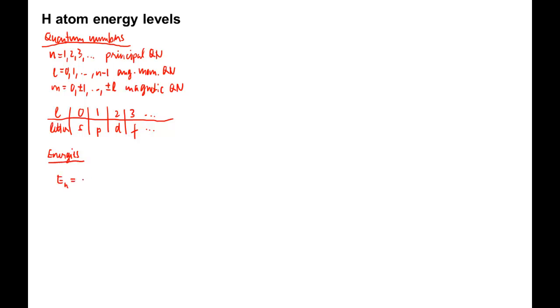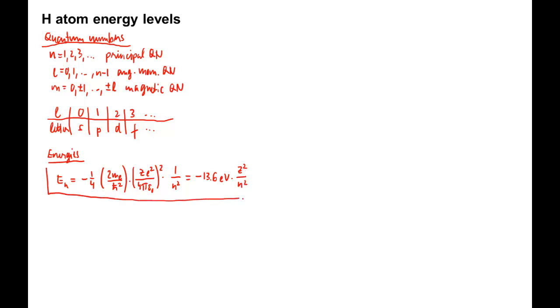E_n equals negative a quarter times 2 m_e over h bar squared times Z e squared over 4 pi epsilon 0 squared times 1 over n squared, which, when evaluated numerically, gives negative 13.6 electron volts times Z squared over n squared. Z is the nuclear charge and equals 1 for the hydrogen atom.